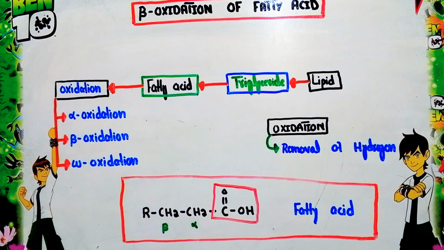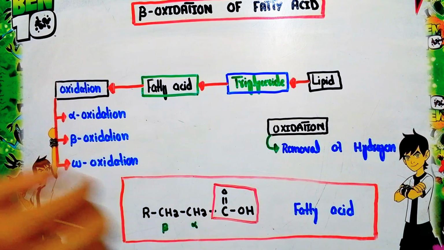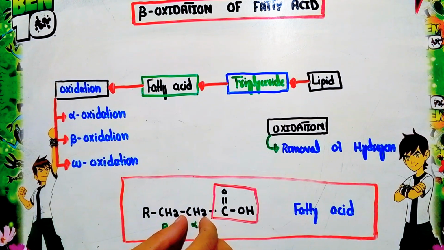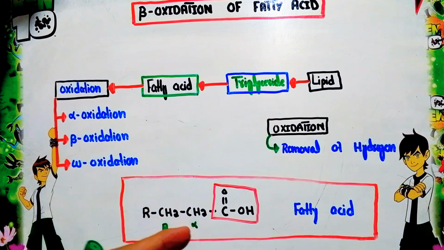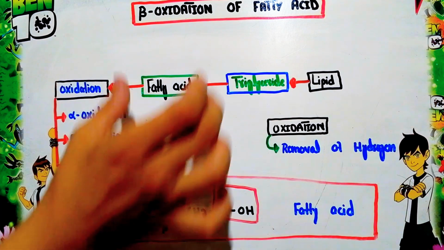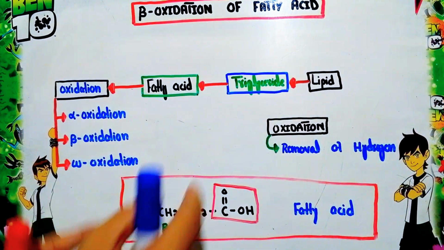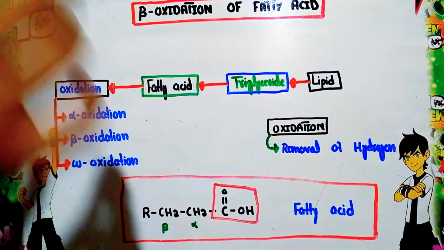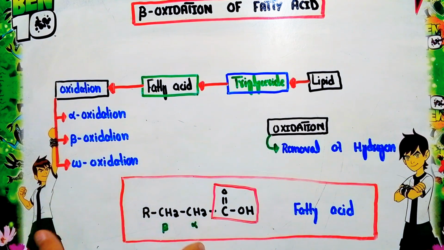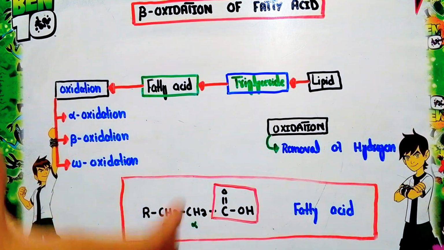The carbon that is present next to the carboxylic acid group is called the alpha carbon, while the carbon next to this alpha carbon is called the beta carbon. The oxidation occurs at the beta carbon, so that's why it is called beta oxidation. Oxidation simply means the removal of hydrogen. The removal of hydrogen occurs at the beta carbon, so it is called beta oxidation of fatty acids.